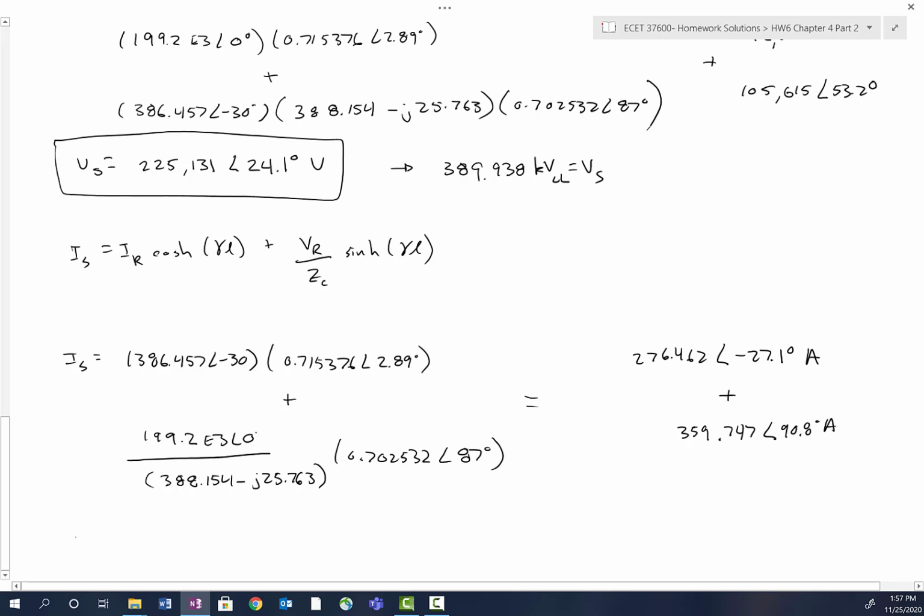And so you get a sending end current of 446.389 angle 52.55. No, you don't. That was a mistake. You get 335.824 at an angle of 44.1 degrees amps. Sorry about that. Read it off the wrong piece of paper. So that gives us the sending end current that we get there.